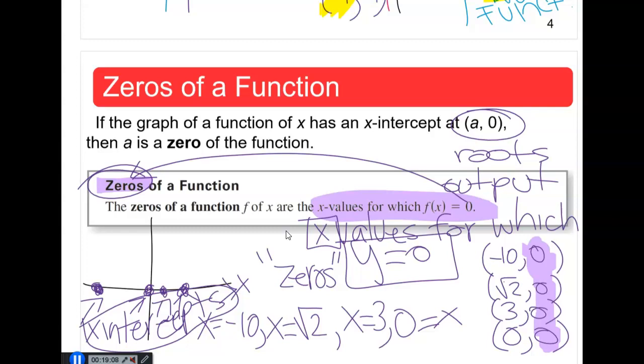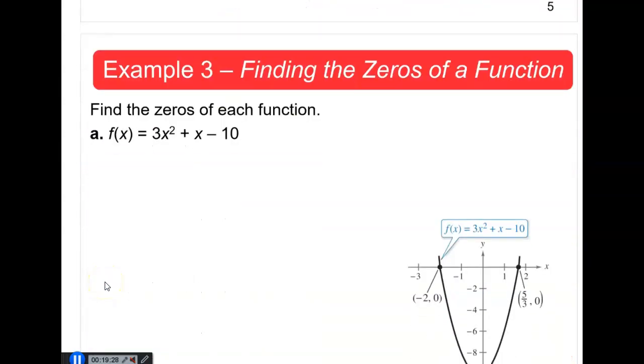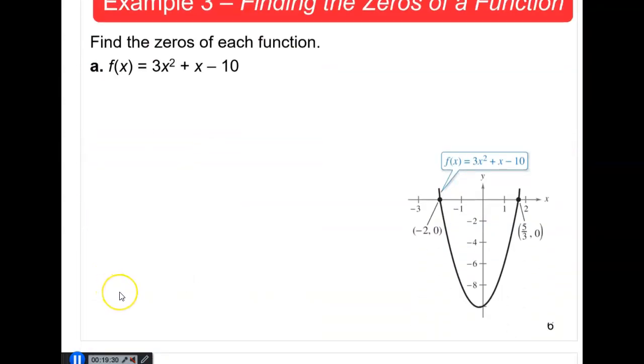And if those numbers are real, here in chapter 1, they're all real. In chapter 2, we will introduce imaginary numbers. But for now, if the zeros, which are the x values, are real, then they will be x-intercepts. So right here, we're going to find the zeros of the function and pretend you don't have the graph. And pretend the graph doesn't have the answer.